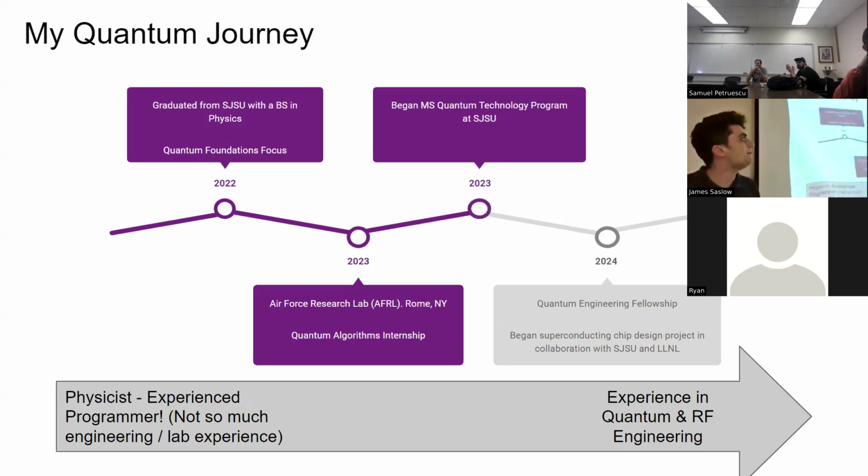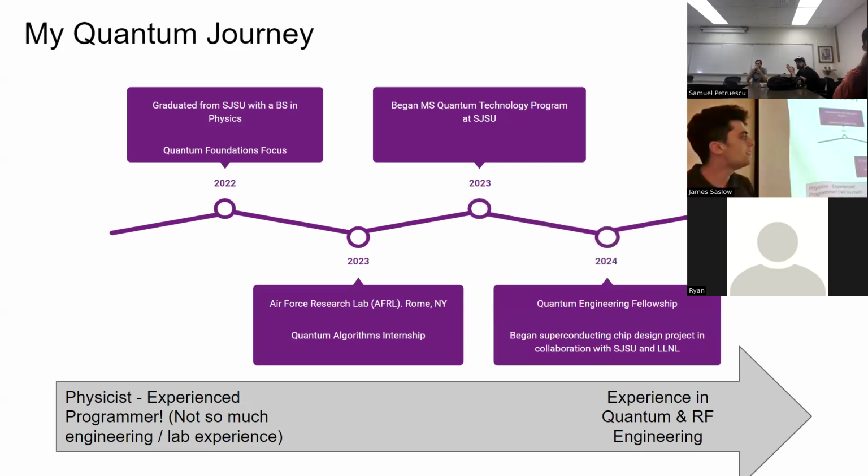Then after that, I began the Masters of Science Quantum Technology program at San Jose State. A semester after that, I began my quantum engineering fellowship traineeship. During that time, I began doing superconducting chip design in collaboration with San Jose State and Lawrence Livermore National Lab. At the bottom here, I have this timeline of me starting out with my bachelor's physics degree and working my way to this intersection of quantum information science and engineering.